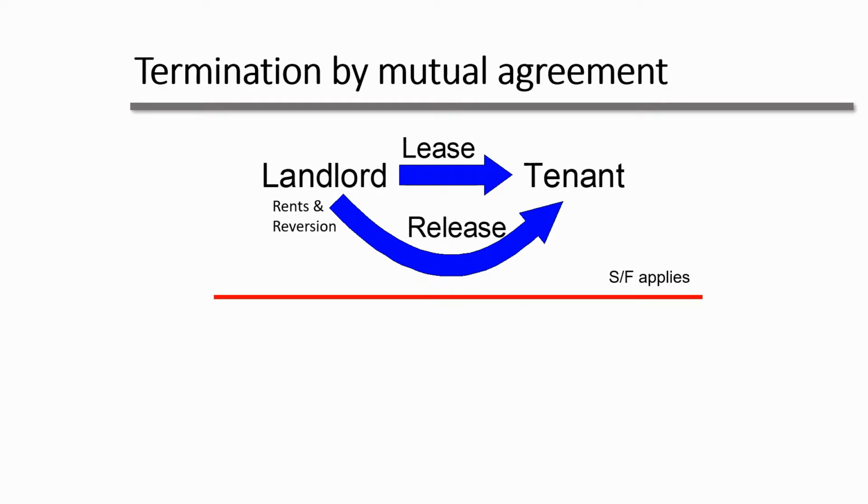The landlord has a lease with the tenant. That means the landlord holds the rents and reversion interests. Well, suppose the landlord transfers the rents and reversion interests to the tenant. We call that a release. And now the tenant has all of the interests in the land. So by virtue of the concept of merger, the tenant now has a fee simple absolute, and that of course is the end of the lease.